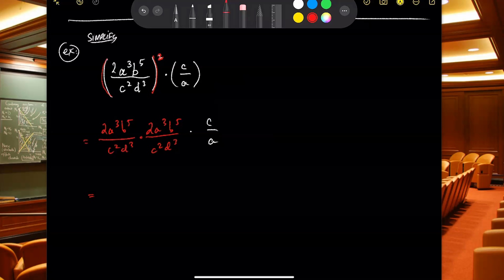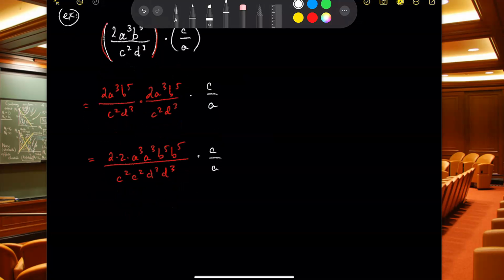And we can just rewrite what's happening on the left here. 2 times 2 times a cubed times a cubed times b to the 5th times b to the 5th, right? Commutative property of multiplication. Then same on the bottom, c squared d cubed, all times this c over a. And so do we get anything nice to cancel? Well, I have one factor of c up here that will cancel with one c down here. One factor of a that will cancel with one factor of a up here. Right, because this is really a times a times a. And so this is all taken care of.